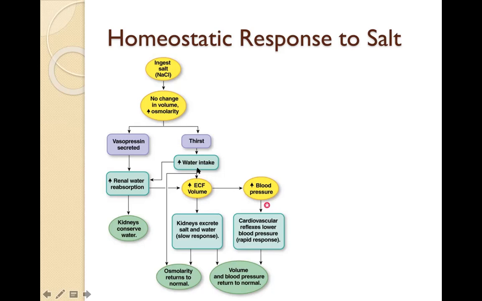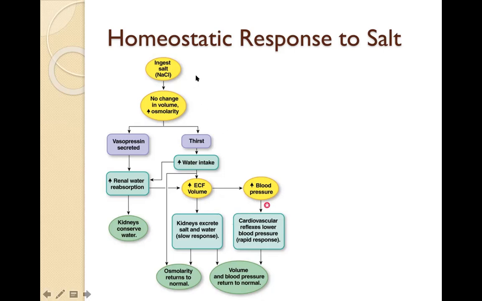The second response is that the increased blood pressure is going to stimulate your cardiovascular reflexes. So remember those baroreceptor reflexes? That baroreceptor reflex is going to be stimulated to bring the blood pressure back down to normal. Over time, the kidneys are going to be able to excrete salt. This is a slower process, but it does happen.